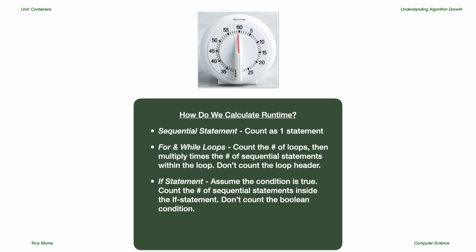And then last but not least, if-else statements. When we encounter an if-else statement, count the branch and only the branch that has more sequential statements. We know that we're never going to execute both the if branch and the else branch, so rather than count both of them, we'll just count the longer of the two. Because when analyzing algorithm growth, the worst case scenario is the scenario we are most concerned with.